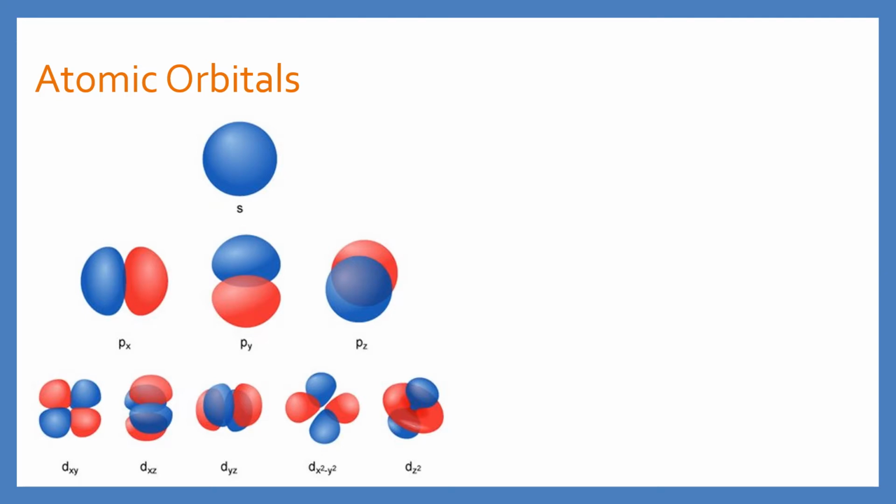So I once had a student tell me that the way that they remembered it, I told them in class S for spherical, P for peanut, D for double dumbbell, and he said that he added F for effed up, except he said the full word, and I didn't know how to respond to that, but anyway, that's my story on atomic orbitals here. So those are your general shapes.